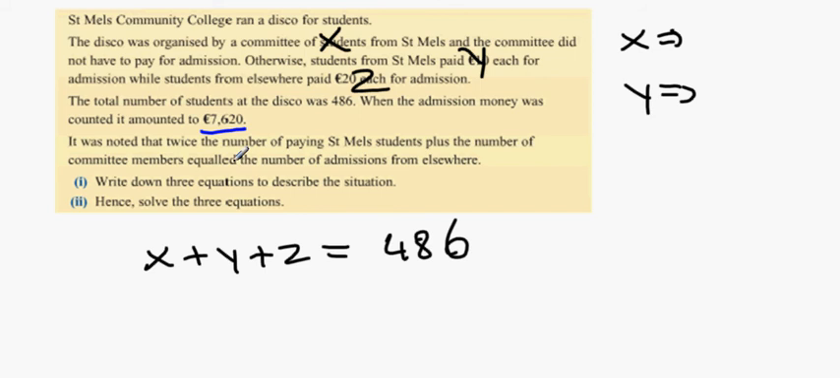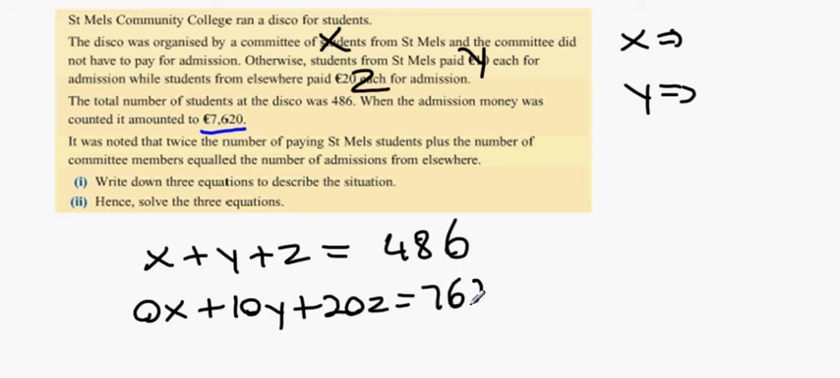Total money. We got no money from the committee students. That's 0x. And the money we got from the St. Mel's students is 10 multiplied by the number of St. Mel's students. And then the money we got from the students outside St. Mel's is €20 multiplied by the number of students who came in from outside. That equals 7,620. Okay, that's another one.